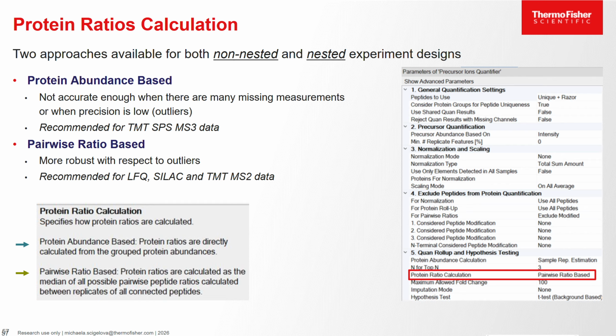The protein abundance-based methods, similar to the discussion we had about normalization, will be very sensitive when it comes to missing values or outliers. So we would recommend to use protein abundance-based protein ratio calculation for TMT type of data, especially TMT based on MS3 quantitation data stream. But we would recommend pairwise ratio-based method for label-free quantitation.